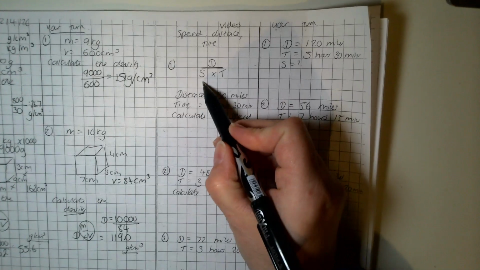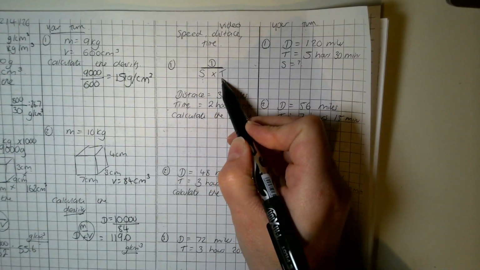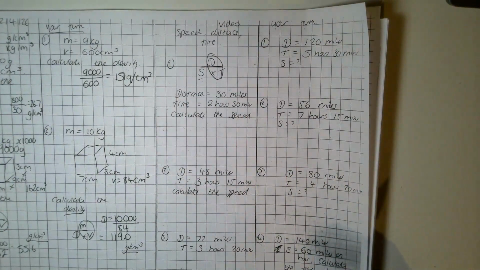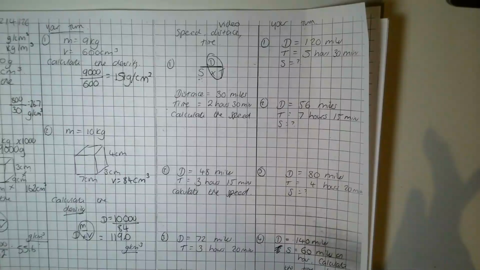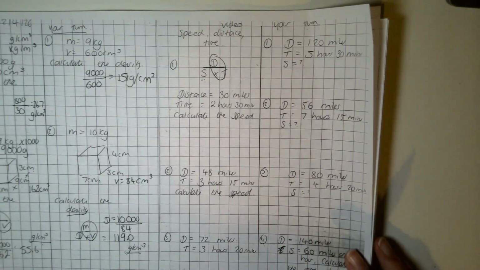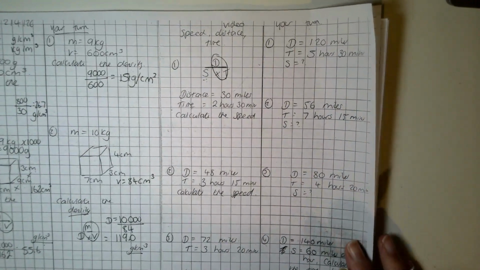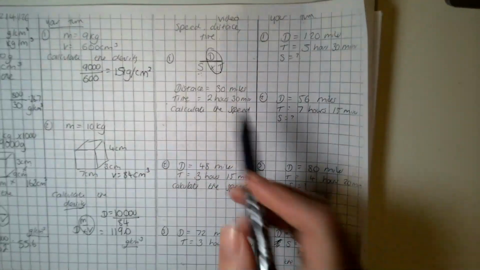Okay, speed, distance, time. Again, we're going to use one of the little triangles. Speed equals distance over time. To get speed, you've got to take the distance and divide it by the time. However, the time has to be in either seconds if you're doing it meters per second, or hours. But I'll show you on a calculator how best to do this.